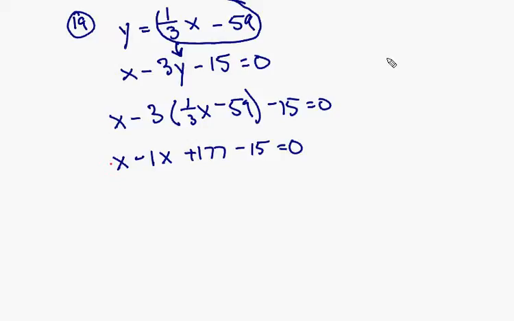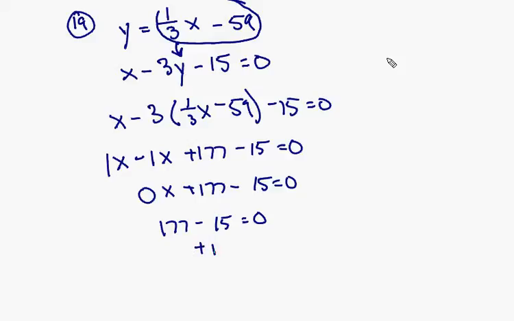Okay, at this point we have issues, because now I have 1x minus 1x is 0x. So I have 0x plus 177 minus 15 equals 0. So I have 177 minus 15 equals 0. And I have here, if I add 15 to both sides, I get 177 equals 15. Well, I know this is not true.